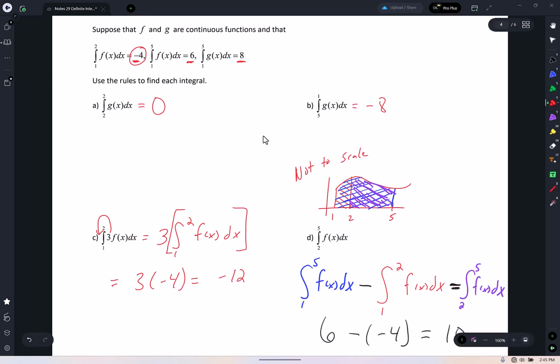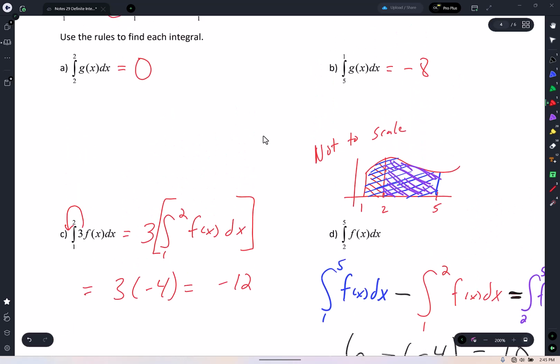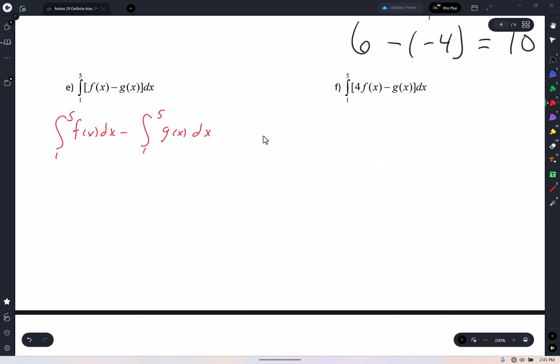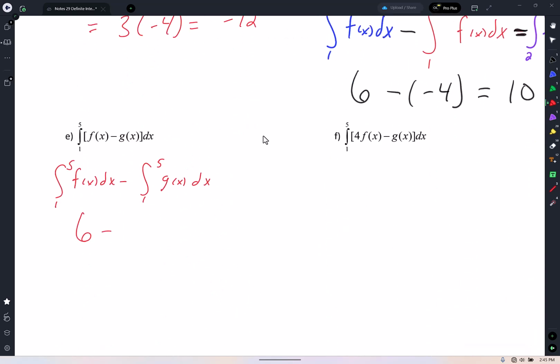All right. Here we go. This one, we can just separate it like this. There's a minus in the middle. There's your difference formula there. So I can go 1 to 5 of f of x dx, and I can subtract integral from 1 to 5 of g of x dx. So I take my 1 to 5, which was 6, 6 minus 1 to 5 of g of x, 8. And I'm going to get negative 2. Are we okay with that one, guys?